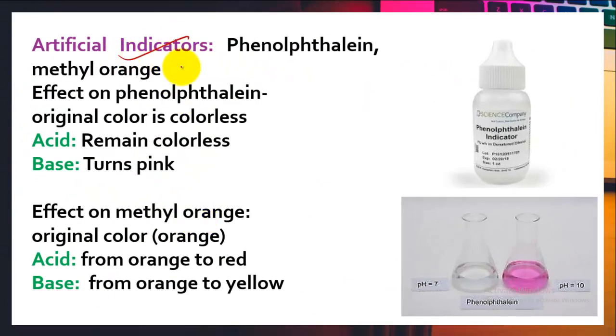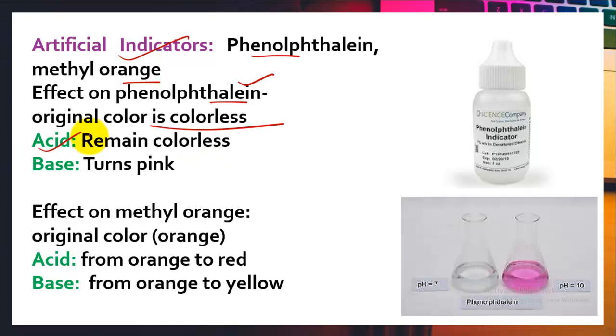Now we talk about artificial indicators. Artificial indicators are man-made indicators. They are phenolphthalein, methyl orange, and lots more. But these are the common ones, so we are going to take up these two in this video. Phenolphthalein shows a certain change when acid or base reacts with it. Its original color is colorless.